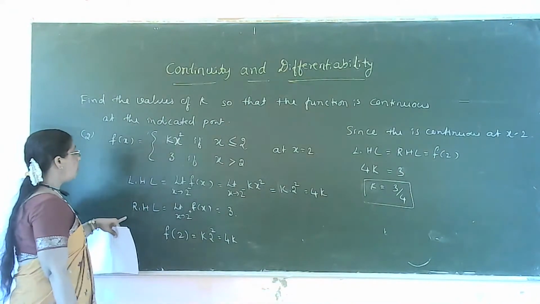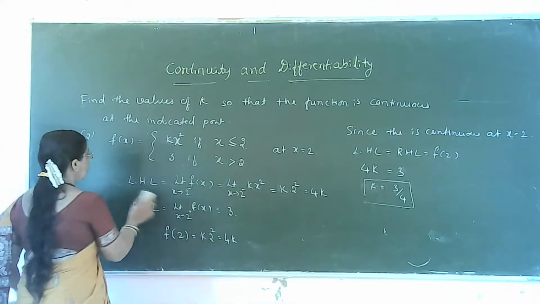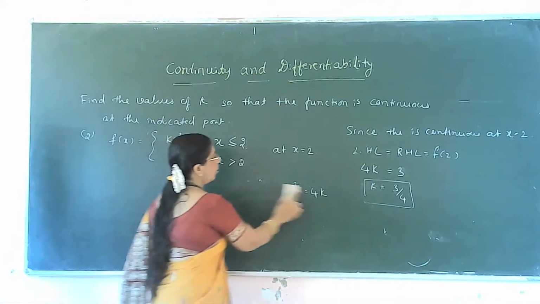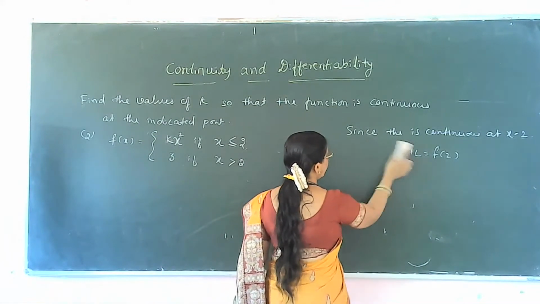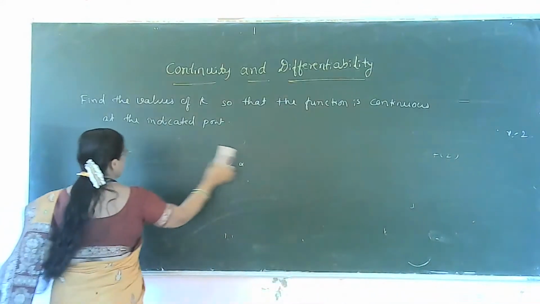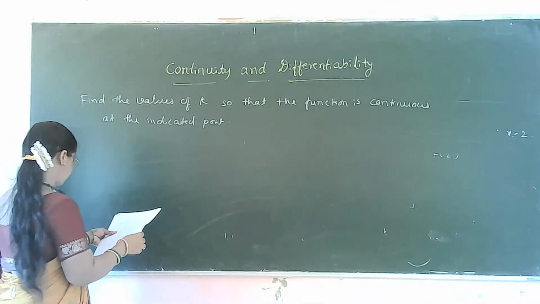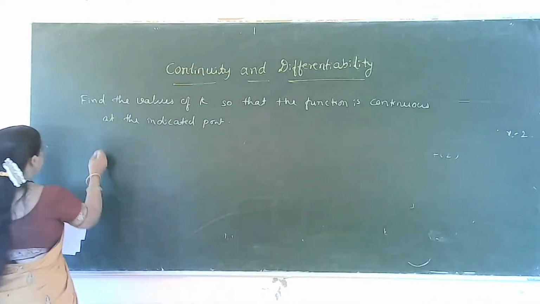It's a very simple problem. Here, find the value of LHS and find the value of RHS and equate these two. By solving and simplifying, we get the value of k. Let's solve one more problem. Third one.